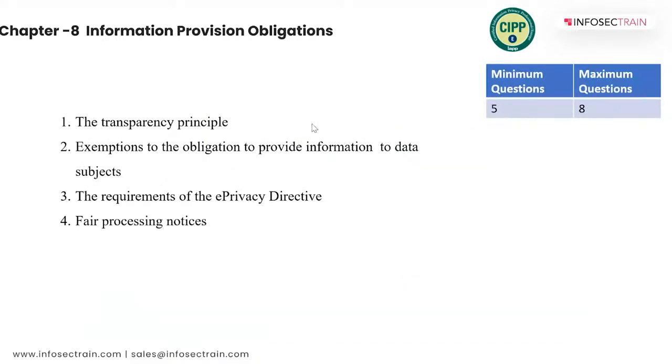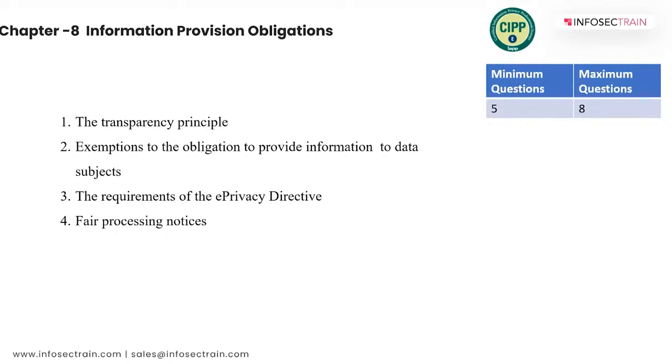So let's move on to the last topic, which is information provision obligation. This particular chapter covers around 5 to 8 questions, minimum 5 and maximum 8 questions. So this chapter speaks about whenever you are going to give information under your data subject rights, or whenever information is getting collected, you're going to provide this information through your notice. How do you provide this information? How do you ensure transparency? And what are the exemptions in terms of providing this obligation? And what are the intersections when it comes to the e-privacy directive?